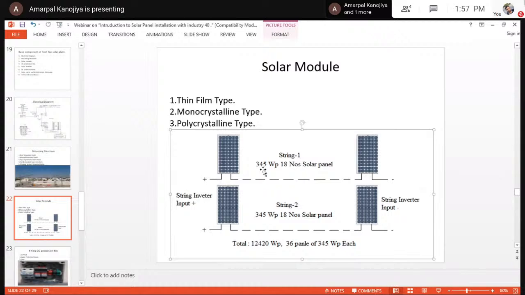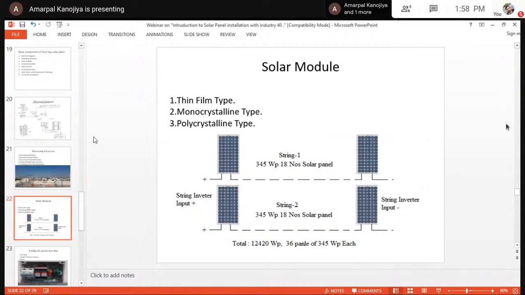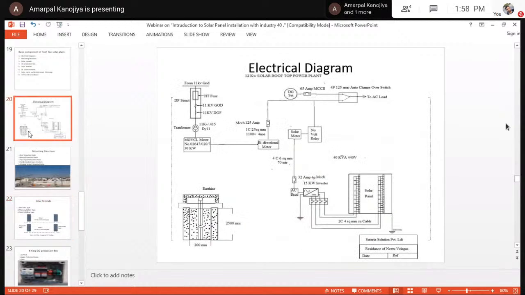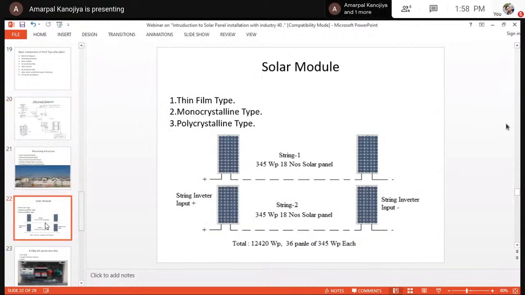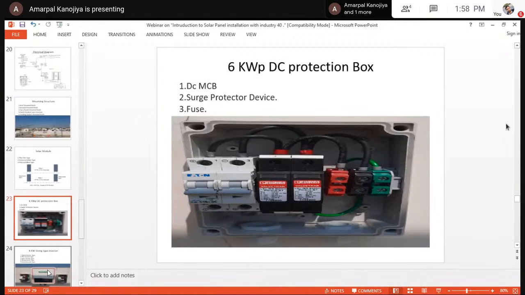If we multiply 345 by 36, that is 12.420 kilowatt. So this is the plant of 12,420 watt. Now there is a DC protection box. This DC protection box will protect the panel and your inverter from high surge.